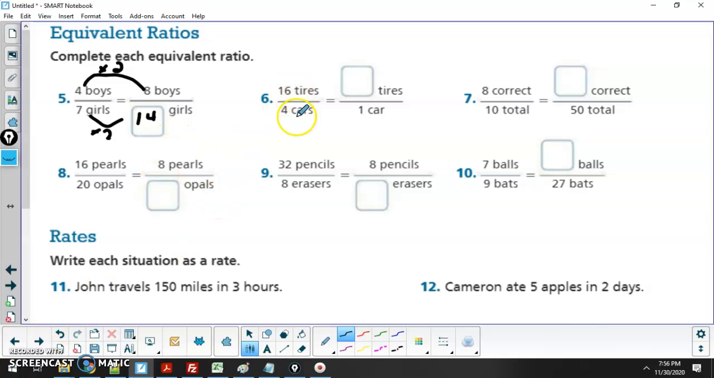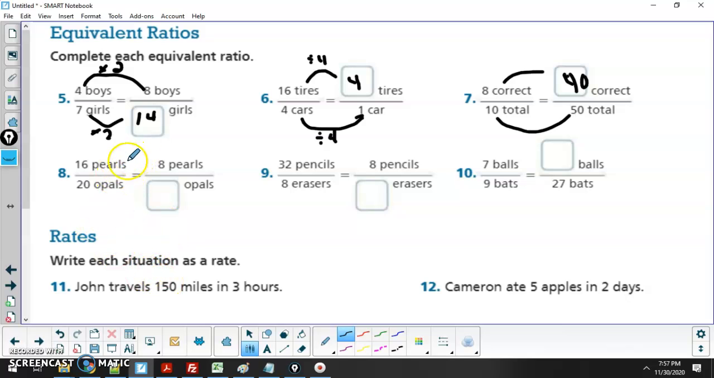Let's see here, 16 tires to 4 cars. And this one, you are getting smaller. Okay, so here you're trying to figure out what you would divide the top and bottom by to get the same thing. All right, so you take 4, divide by 4, you get 1. And then so you divide the top by 4 as well. Okay, so you get 4 tires per 1 car. Okay, see this next one. 8 to 10. So I'm going to be multiplying to get 50. So you're going to multiply the top by 5. So it'd be 40 to 50. 40 correct to 50 total.